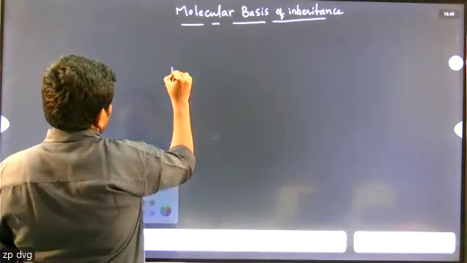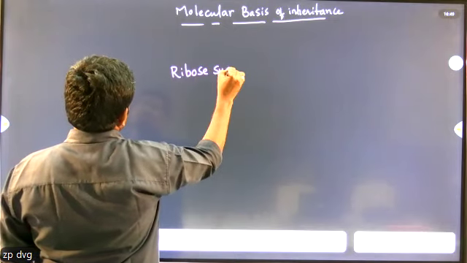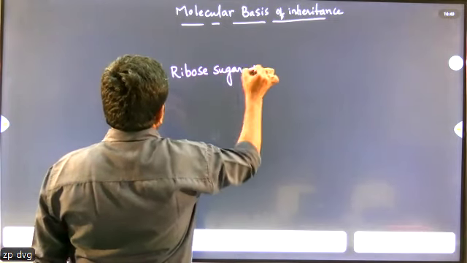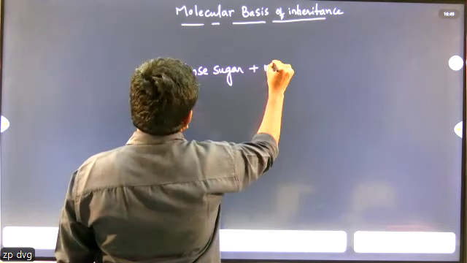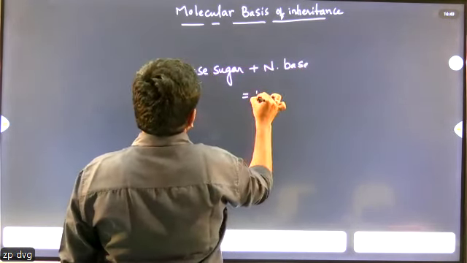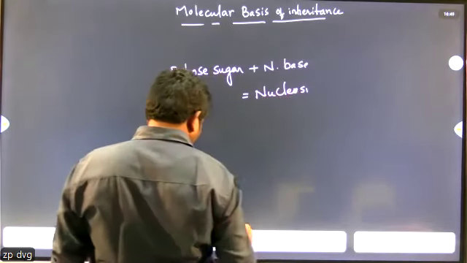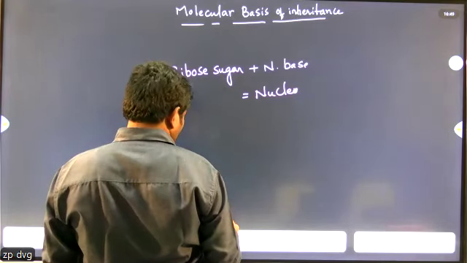Next concept: ribose sugar plus nitrogen base equals nucleoside. Ribose sugar plus nitrogen base, that is a nucleoside.